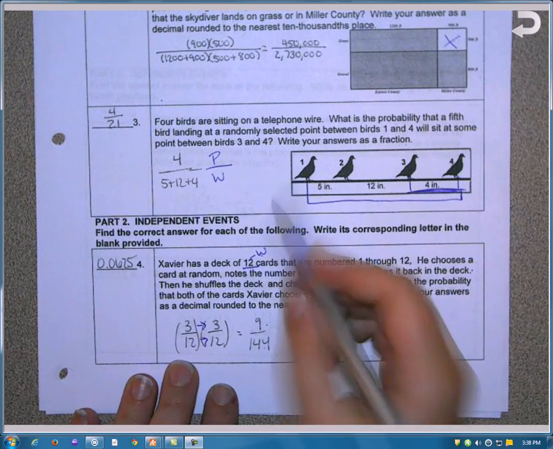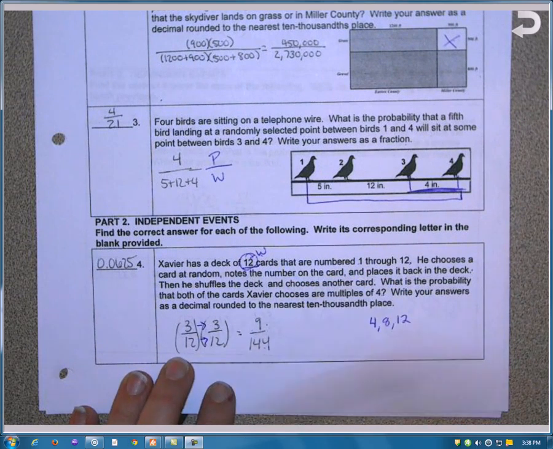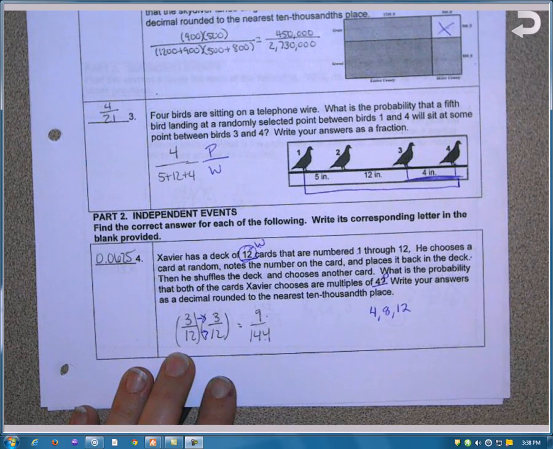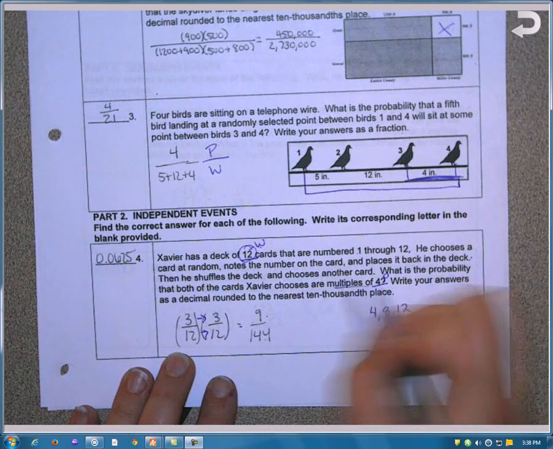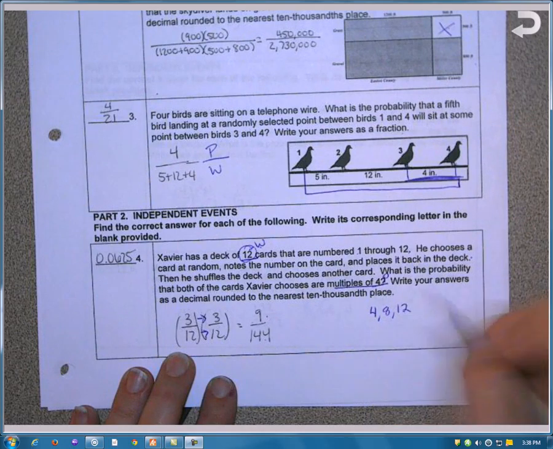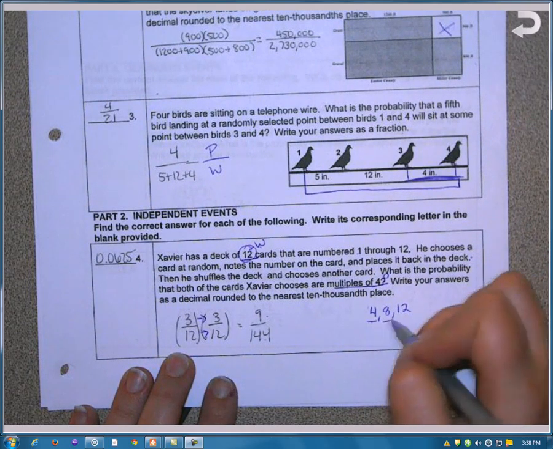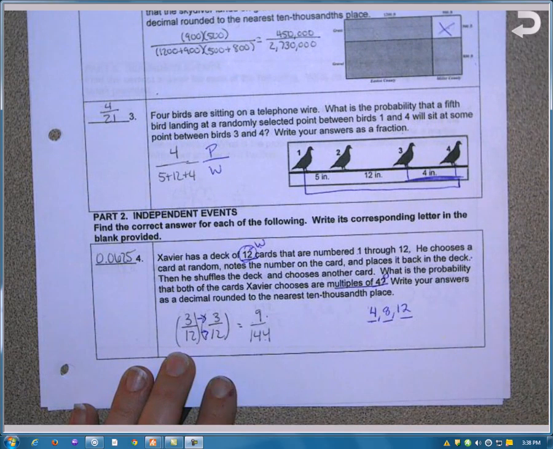So our W is our whole. Our W is 12, so our whole is 12. Our part is 4. Our part is multiples of 4. So our part is not 4, but our multiples are 4. Our multiples are 4, 8, and 12. So that's 3 of them.